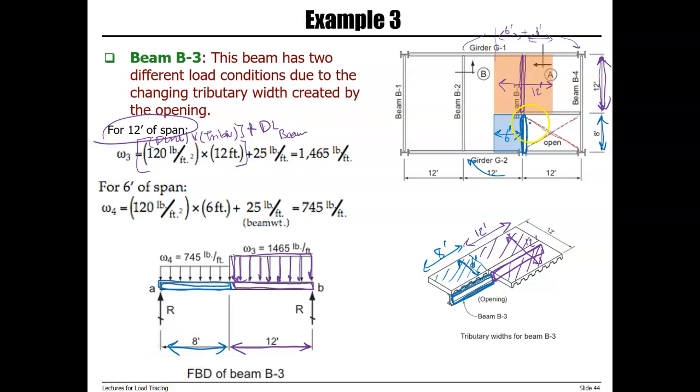And then for the 6 feet span, we have dead load and live load times tributary width, and then we added dead load of beam. So this is dead load of beam, and that's how much load we have here, which is 745 pounds per foot.